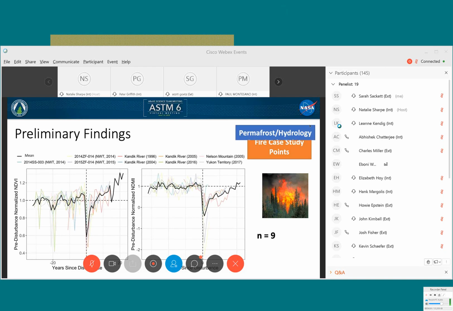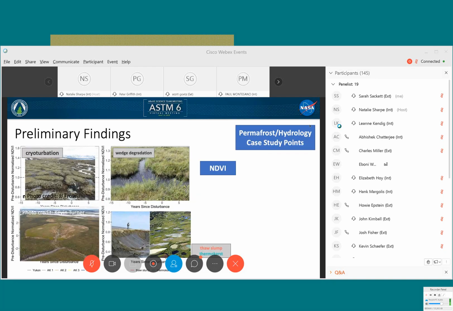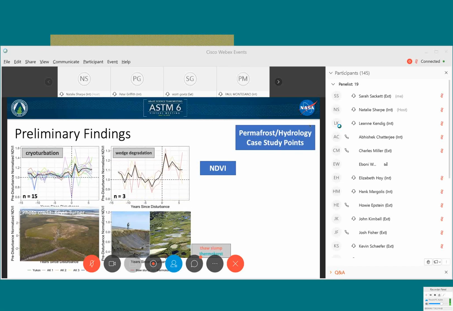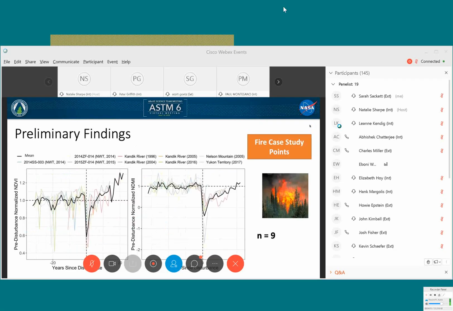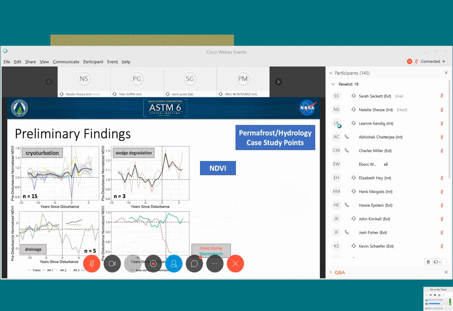Next. For the permafrost-related disturbances, the signals are more mixed. You can just click through those. Prioritization, for example, shows a mixed NDVI signal, wedge degradation shows an increase in NDVI, whereas the drainage is also mixed between the Alaska site and the Yukon site in green. And finally, for our thaw slump site, we have a decrease in NDVI, and the thermokarst site doesn't really show up much.